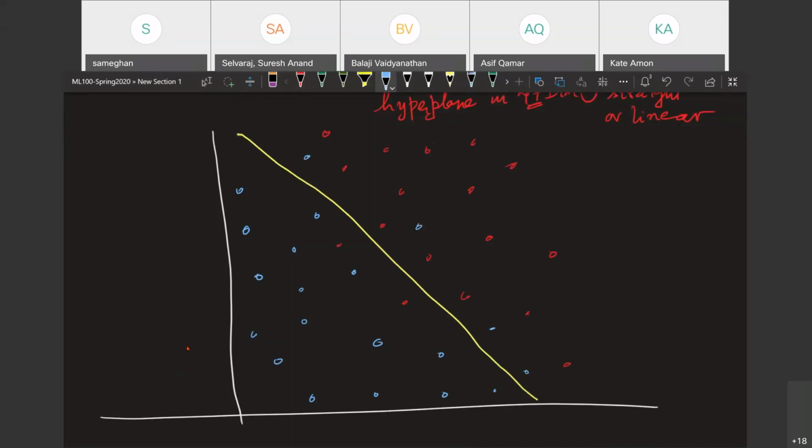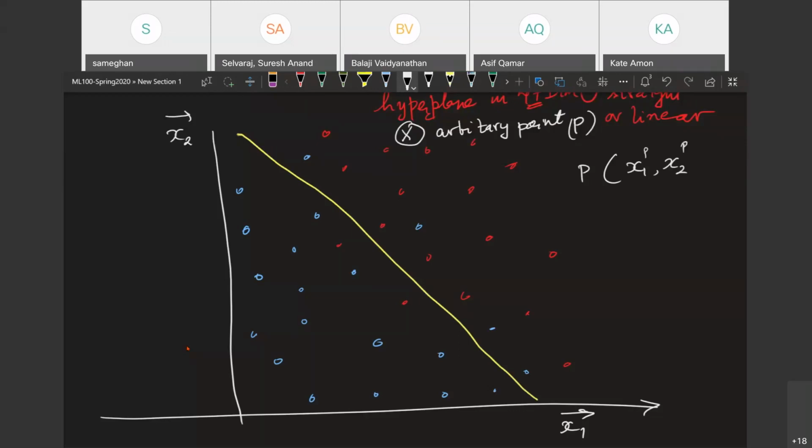Now, let me take an arbitrary point, this point P. Now, I'll introduce some vector notation. This one is the x1 direction. This is the x2 direction. So you agree that associated with point P, I can write some x1, x2 of that point P, isn't it? The point P has some x1, x2 coordinates. Does that look simple, guys?